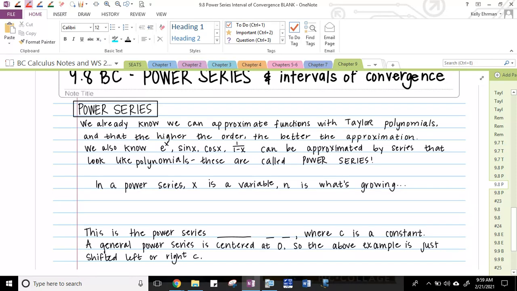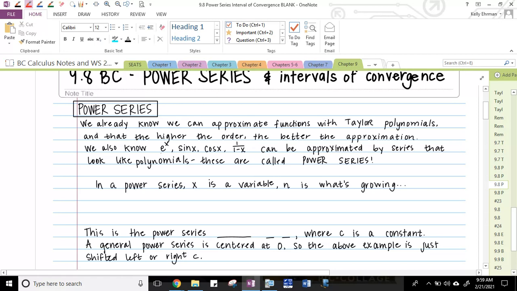So think of our Taylor polynomials. Instead of writing out the Taylor polynomial of, say, the fourth order Taylor polynomial p sub 4 of x, I might just write the terms as a series. We already know that these Taylor polynomials approximate functions, and the more terms you use, the higher the order, the closer that approximation is to the actual function.